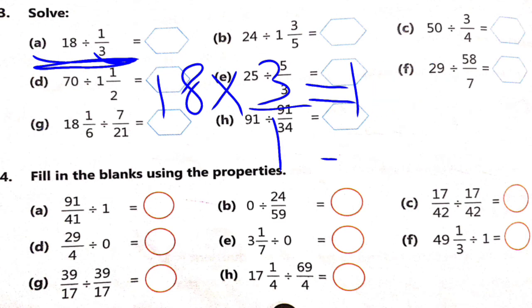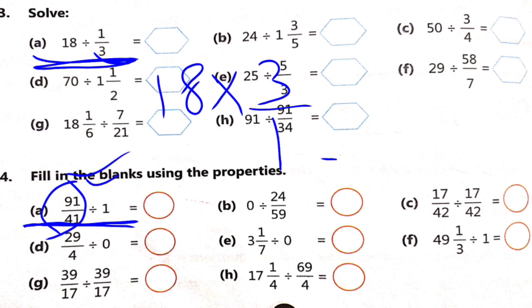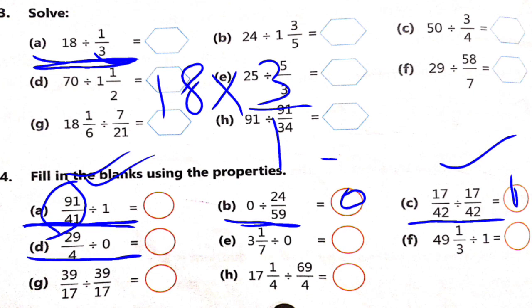In the next question, there are some properties that we have solved. When you are dividing any number by 1, then you get the number itself. When you are dividing 0 by any number, then you get 0 as the answer. When the same number is divided by itself, then you get 1 as the answer. And this is the case of a number divided by 0. Both these questions are the case of a number divided by 0. So you get cannot be found because it becomes 1 upon 0. That is the case of infinity.